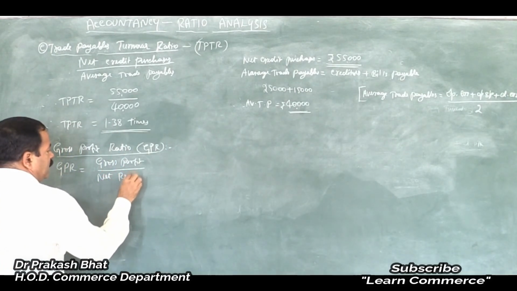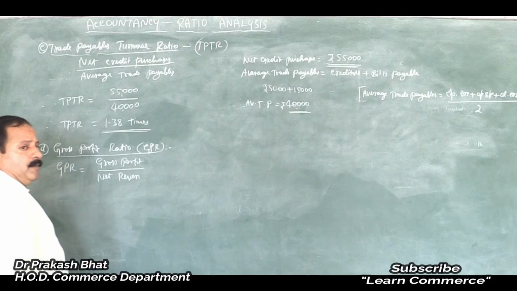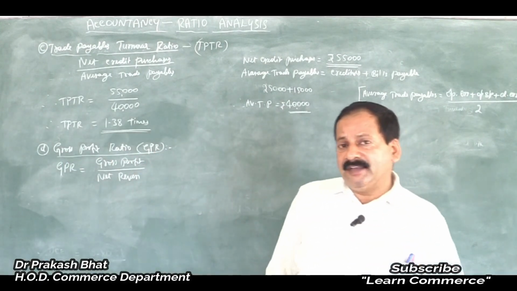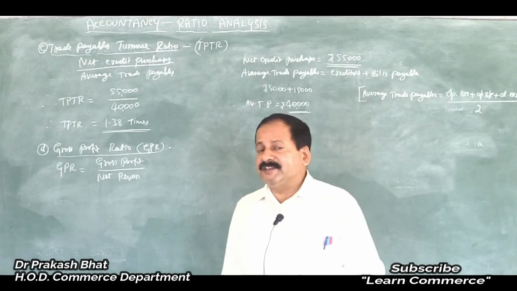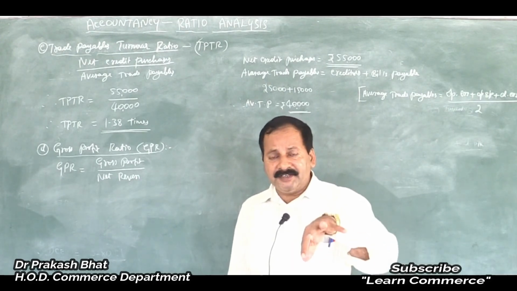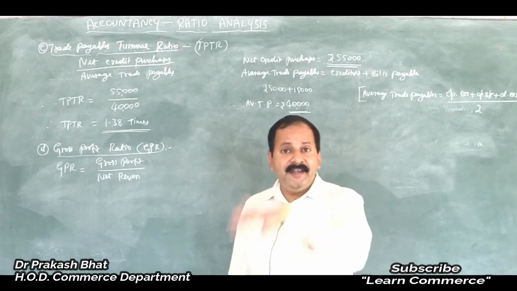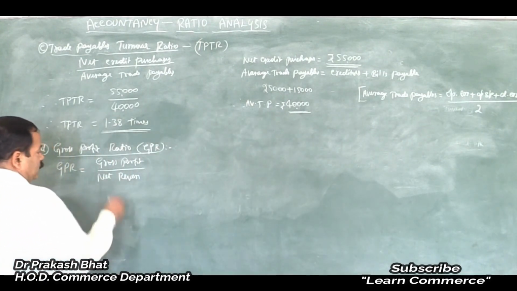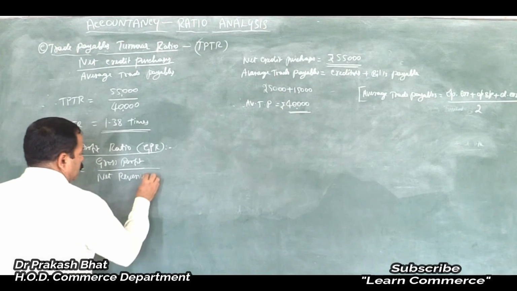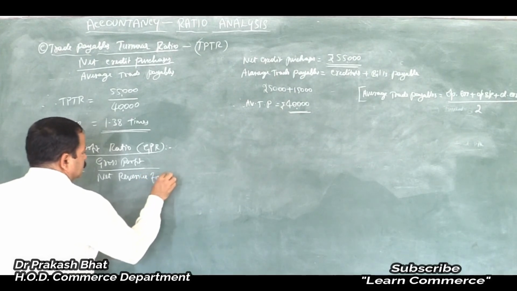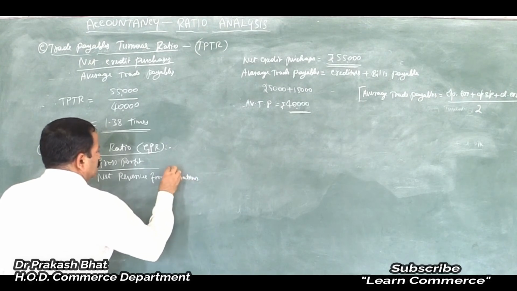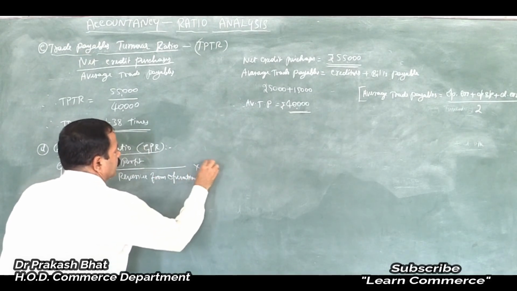Net revenue from operations means what? Revenue from operations means sales. Net revenue from operations means sales minus returns. Sales minus sales returns. If there are sales returns, deduct it and take the net figure, net sales, as your amount, isn't it? Net revenue from operations into 100.